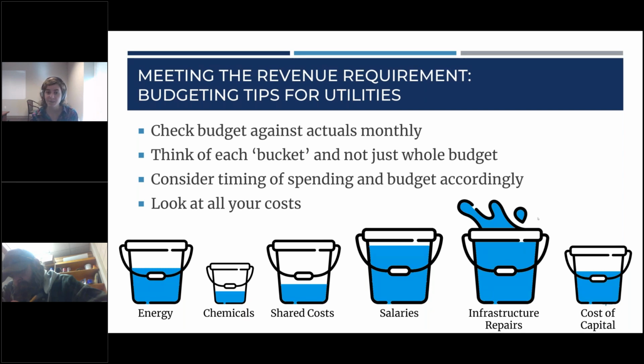Consider the timing of your spending and making sure that you're budgeting accordingly. If you've got, let's say, a lot of tourists during the summer, you may find that your costs and revenues are much higher during the summer and they're much lower throughout the course of the year. So just making sure you understand your customer base and when your revenues come in and budgeting according to that. And then again, just looking at all your costs, making sure that you understand all the costs associated with running the system, so that you can budget accordingly.